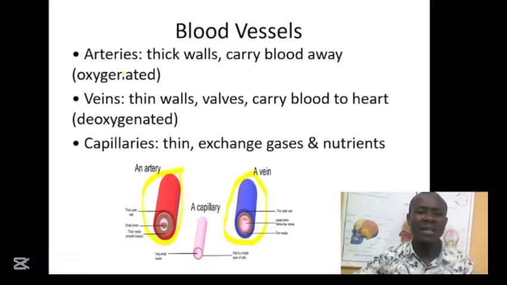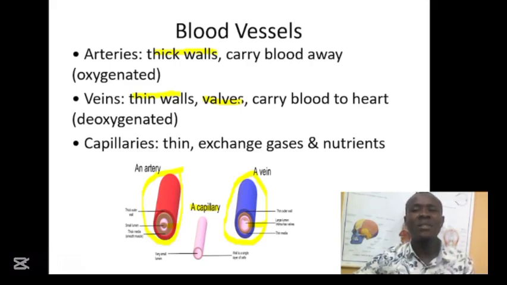Now let's talk about the one that we have here on the slide. The artery has a thick wall. As you can observe here, this is the wall of the artery. It is quite thick. And the vein, comparatively with the artery, has a thinner wall. And next, the veins have a valve in order to prevent backward movement of the blood. But the artery doesn't have a valve.